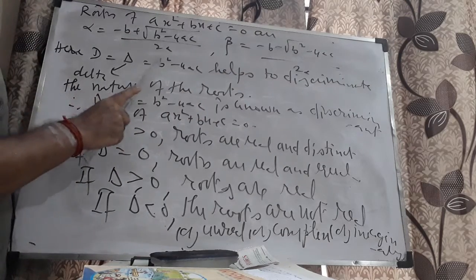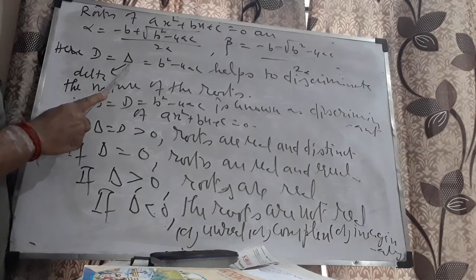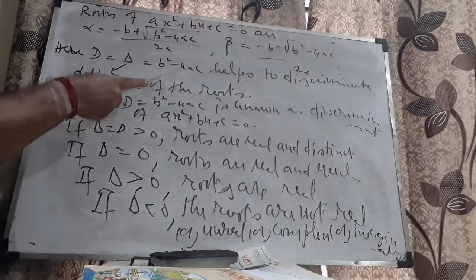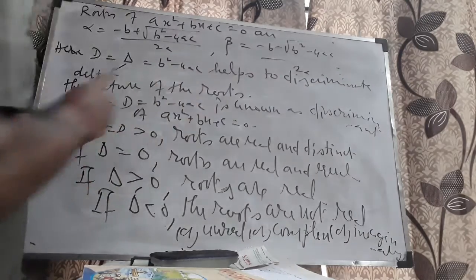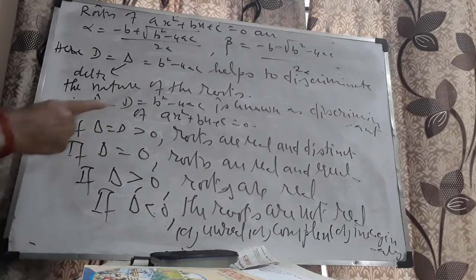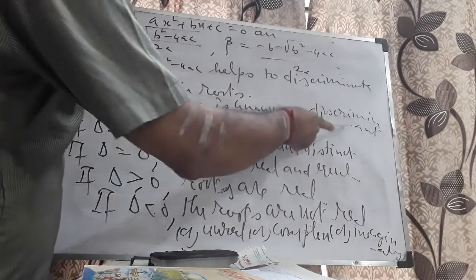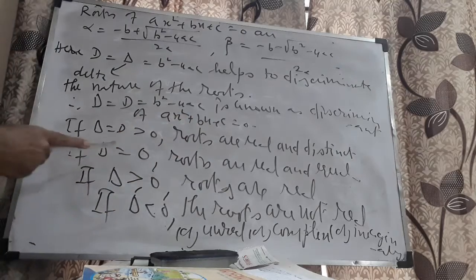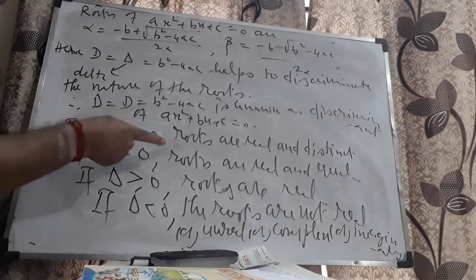Here d is equal to delta, we call it as delta. The triangle symbol is pronounced as delta. It's equal to b square minus 4ac. It helps to discriminate the nature of the roots. Therefore, this is known as the discriminant of the equation. If delta d is greater than 0, the roots are real.